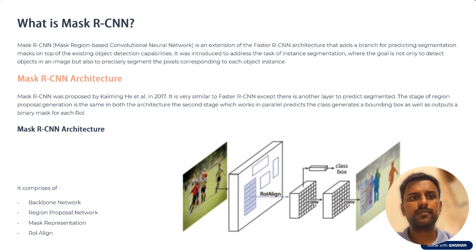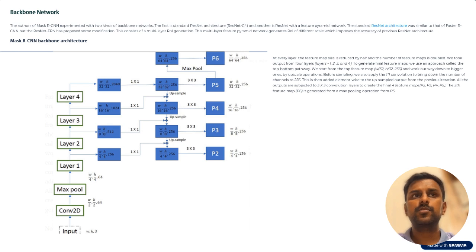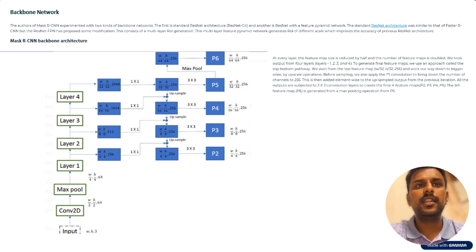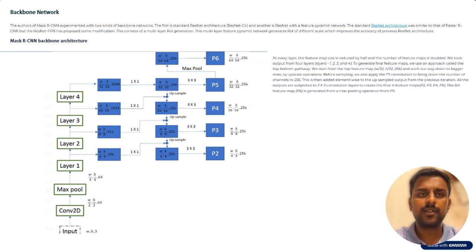Those are backbone network, region proposal network, mask representation, and region of interest align. Coming to the backbone network, it basically follows the ResNet architecture, and a few modifications were made to it, through which it follows a multi-layer region of interest generation by following a pyramid network. The pyramid network is nothing but, in each layer, the number of feature maps increases, whereas the feature map size is reduced.